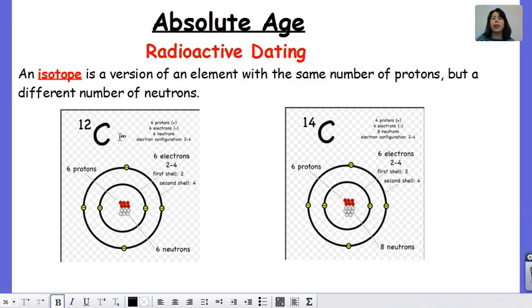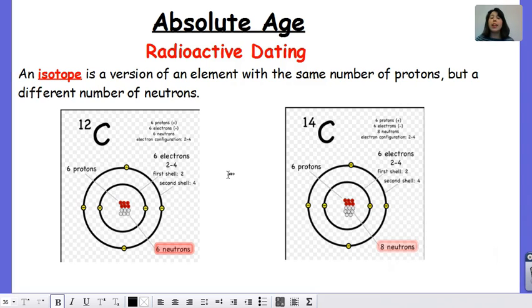Likewise, I can have right here an isotope of carbon. So this is carbon 14. I still have those 6 protons because it is carbon, but I have a different number of neutrons from protons. Okay, so 6 plus 8 gives me this 14 over here. 6 neutrons, 8 neutrons.